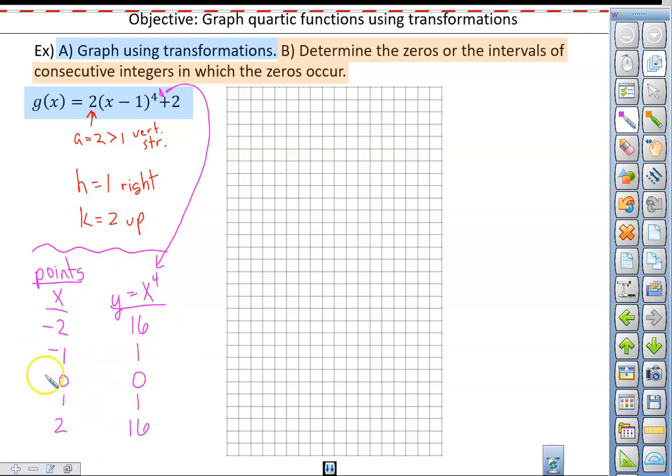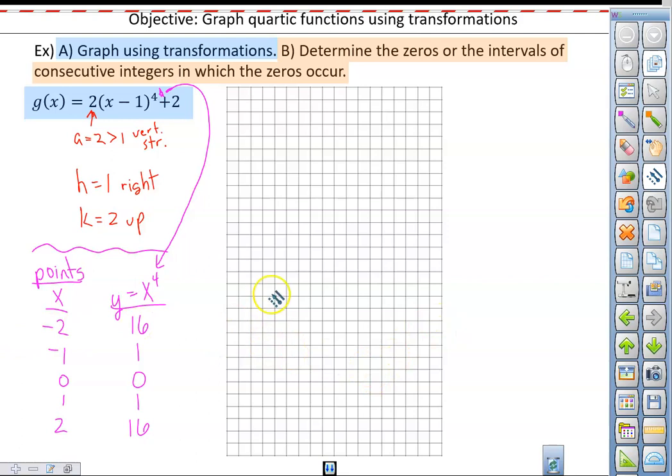So we have to make sure these are the points that we are transforming for this quartic function. So we have here 2, 4, 6, 8, 10, 12, 14, 16, 18, 20, 22, 24, 26, 28, 30 squares. We have a vertical stretch by a factor of 2. 2 times 16 is 32. Not quite enough squares for us to use a scale of 1 unit on our y-axis. So we will change that to a 2-unit scale.